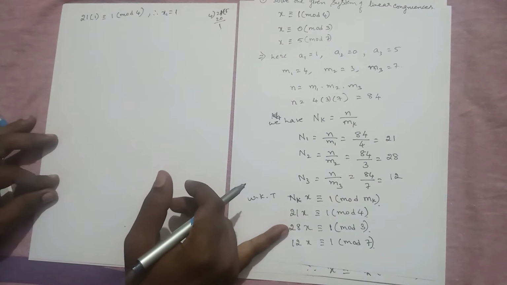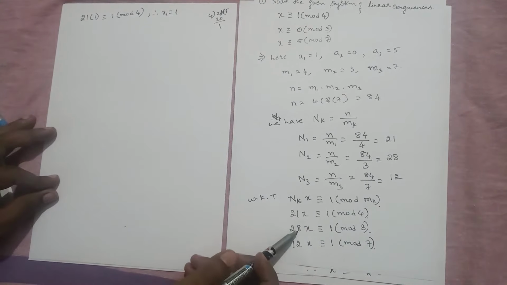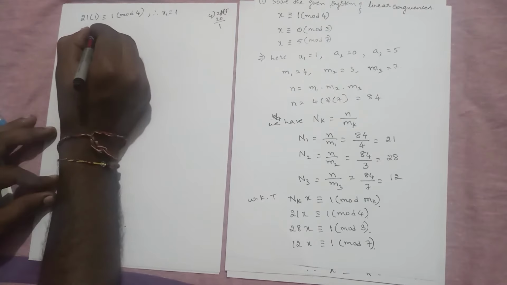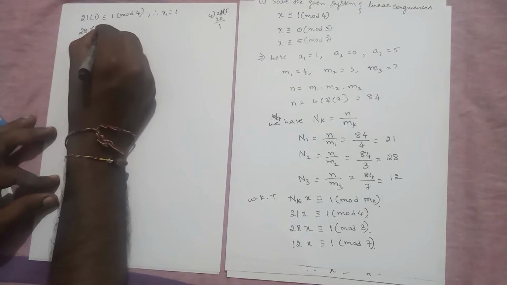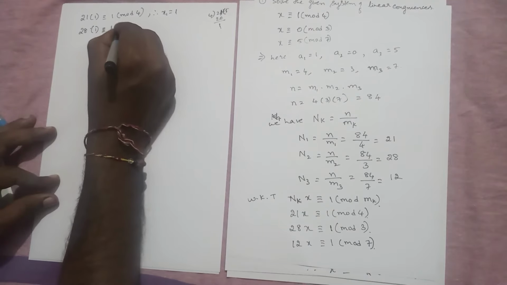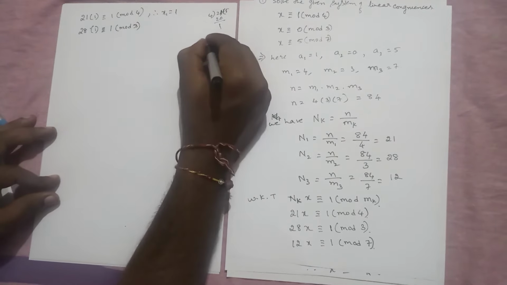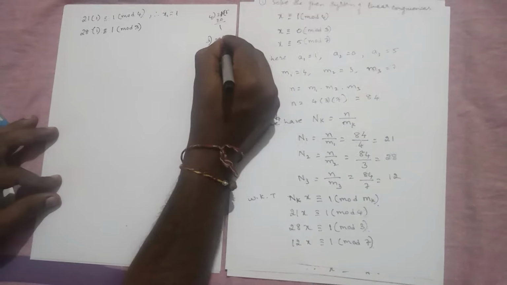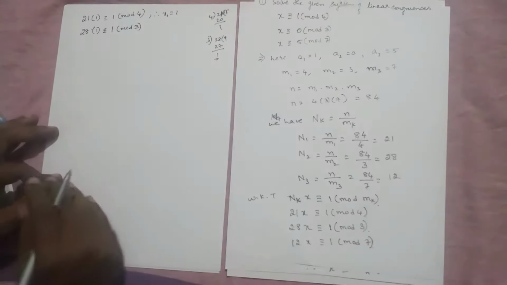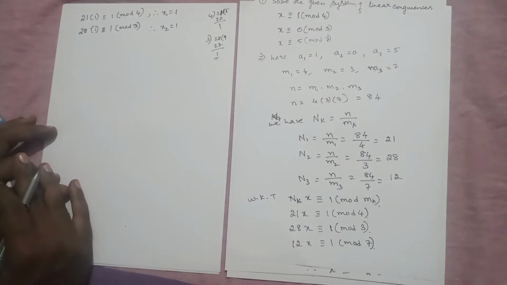And here, how much integer multiplied will give remainder 1? 28 into 1 is congruent to 1 mod 3. Here 3 nines are 27. What is the remainder? The remainder is 1. So therefore x2 equals 1.